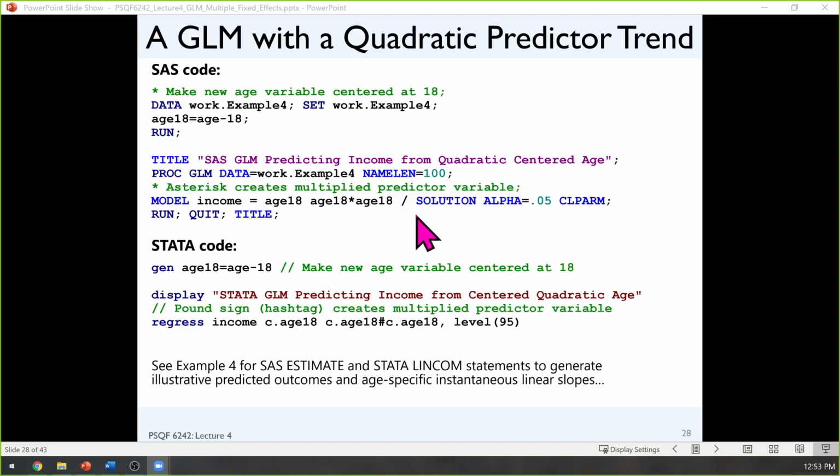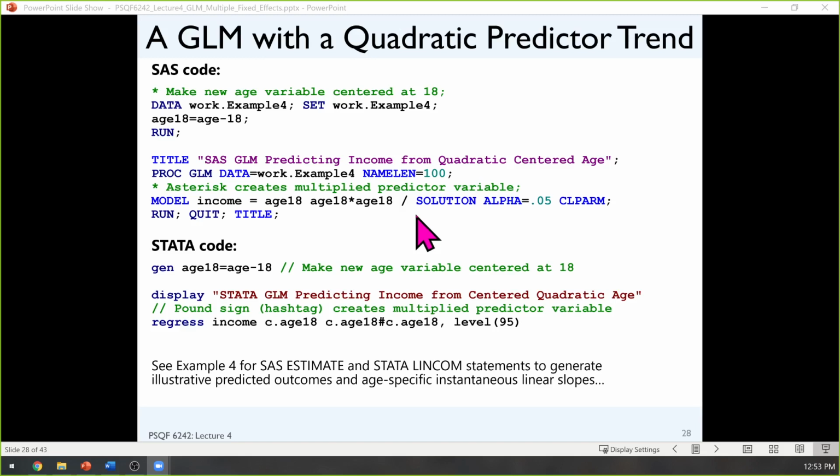So in the SAS code, under model income equals age 18, the first part is age 18, then we are multiplying that again with the quadratic version of it. The quadratic version is age 18 squared. The predictor variable is the squared term. And so what is the first age 18 doing? It is the linear term. So the squared version only describes purely acceleration or deceleration if it is above and beyond the linear slope.